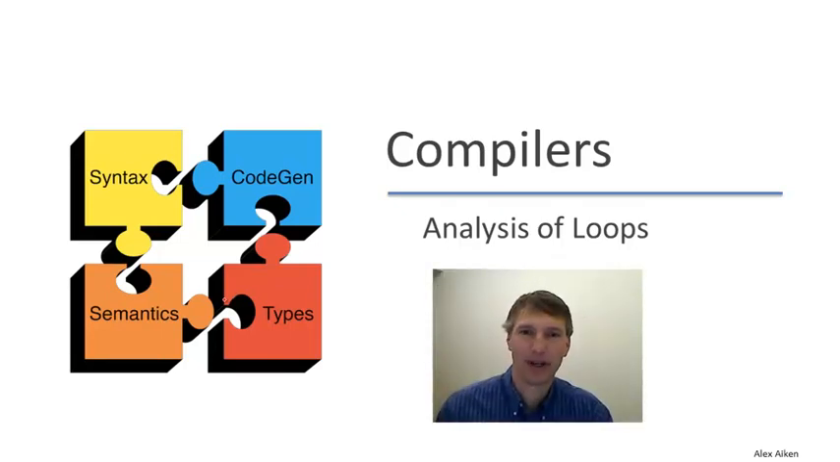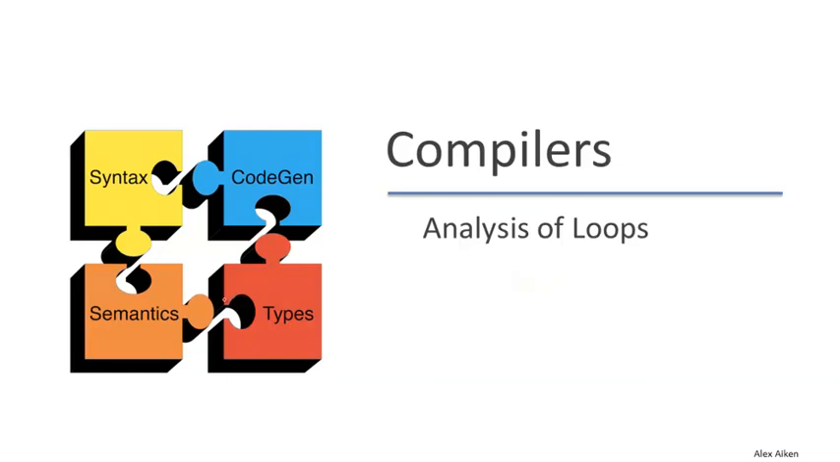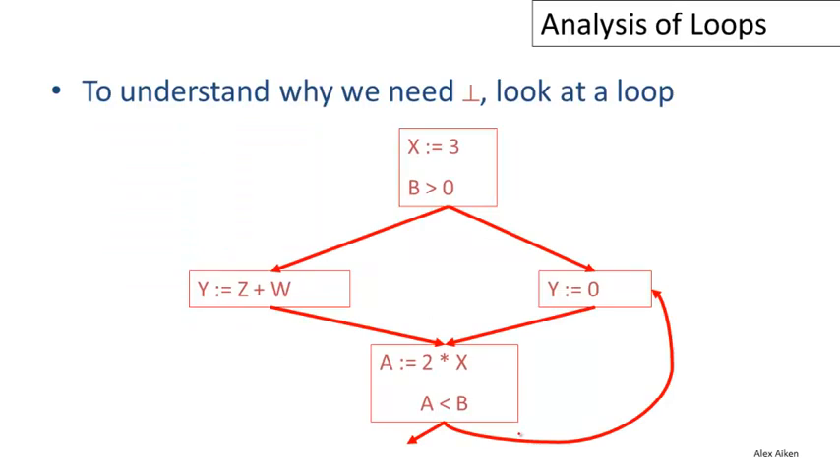In this video, we're going to continue our discussion of analysis of control flow graphs by focusing on what is undoubtedly the most interesting aspect of the whole problem, the analysis of loops. Here's an example control flow graph with a loop in it, and it turns out that the need for the special element bottom in our analysis is intimately tied to the analysis of loops.